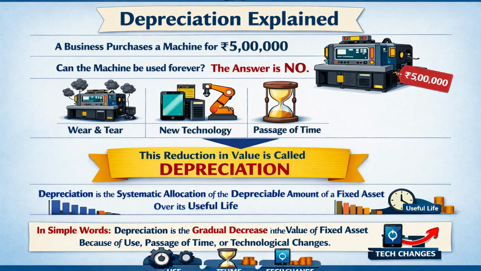Depreciation is the systematic allocation of the depreciable amount of a tangible fixed asset over its useful life. In simple words, depreciation is the gradual decrease in the value of a fixed asset because of use, passage of time, or technological changes. Our next topic is topic number 2.